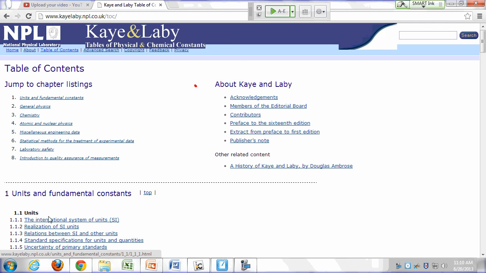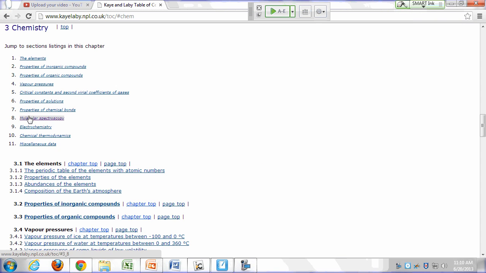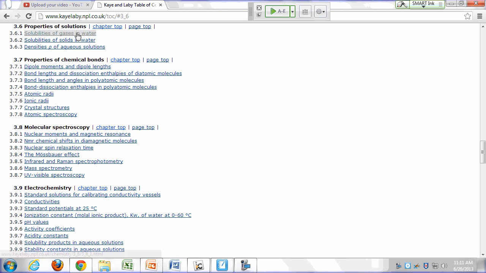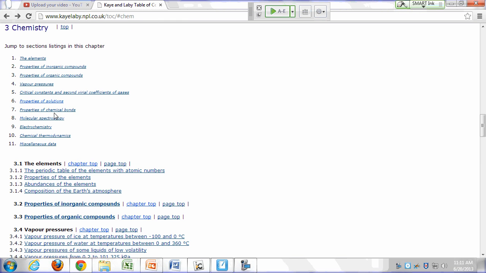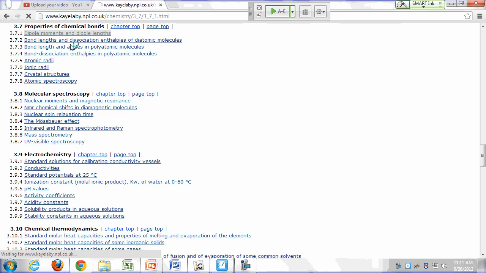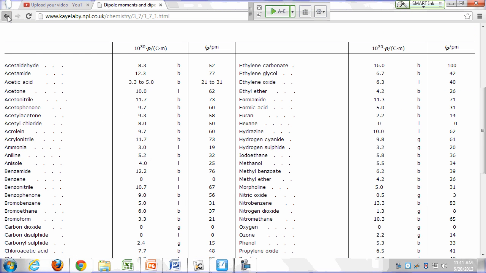This is where you find lots of information, not just for electrochemistry, but for other stuff. So hit the link to chemistry. You'll notice there's sections on the elements, properties of organic and inorganic compounds, vapor pressures, critical constants. You remember when we talked about the van der Waals equation, we said you can calculate those from critical constants. Properties of solutions tells you about solubilities of gases in water, so that gives you Henry's law constants. Properties of chemical bonds: dipole moments, dipole lengths. That's a nice place to get that information.